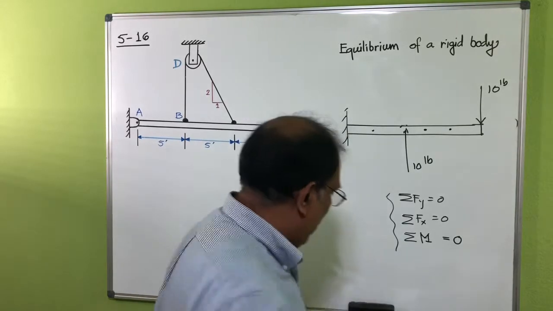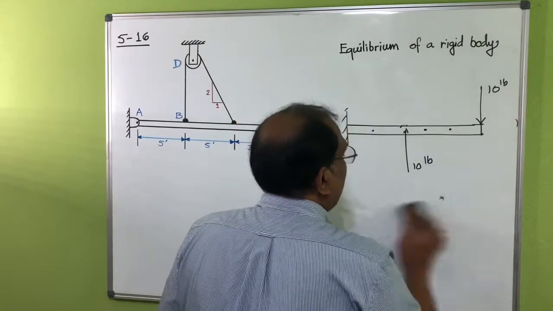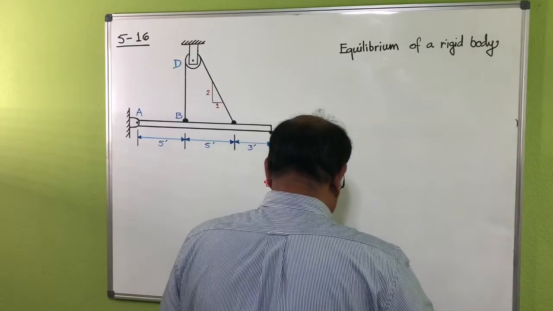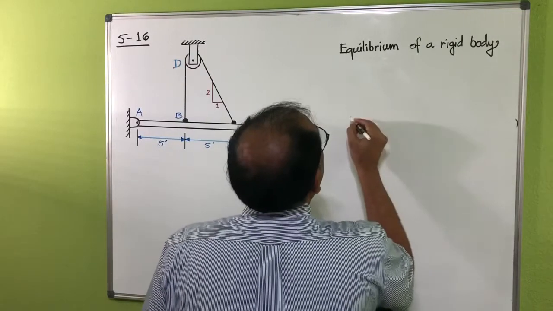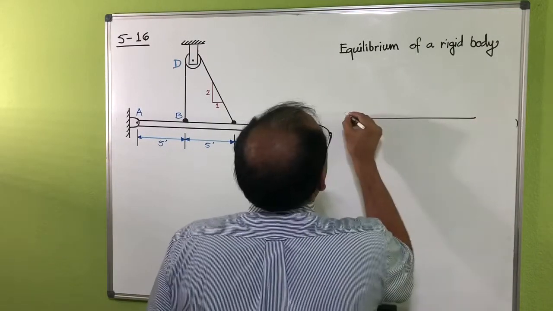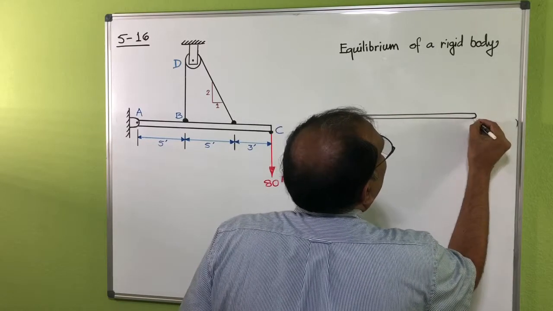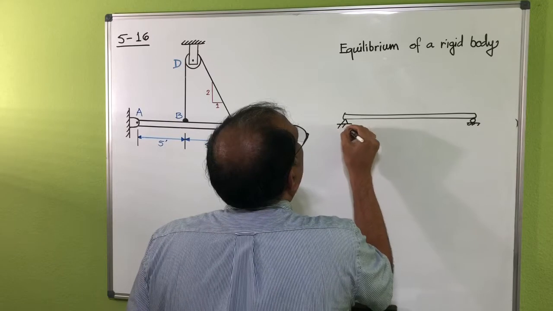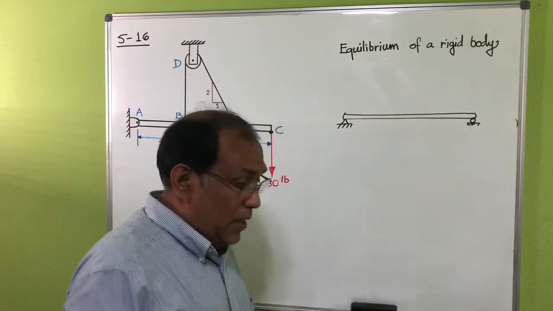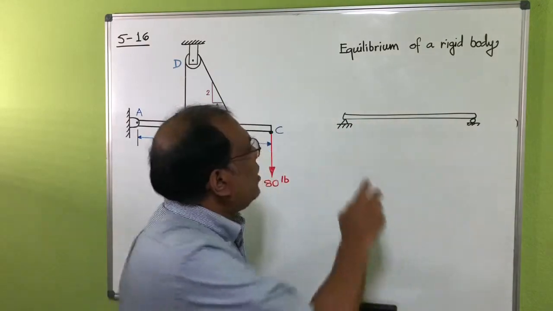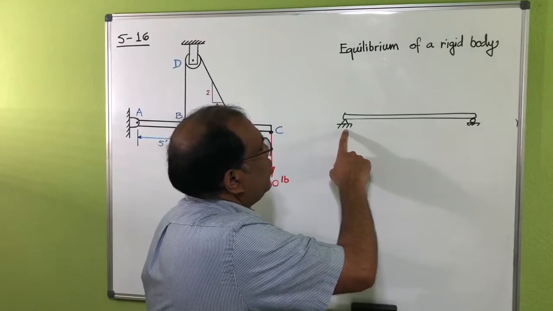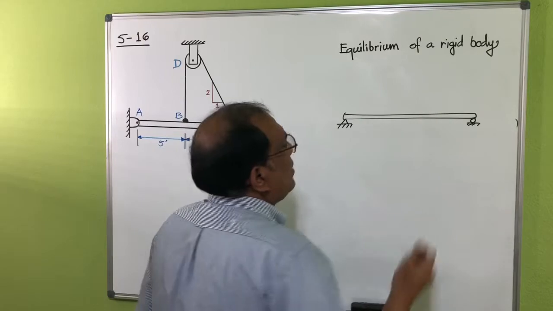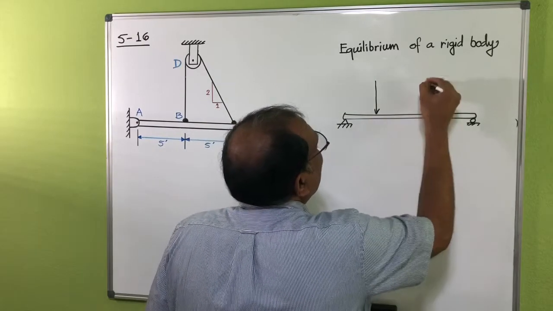Now, the type of support also tells you what kind of reaction you are expecting from there. Let's say for example, it's a very common structural support. We call that one a pin support or hinge support, and this one is a roller. Now I have some loads here.